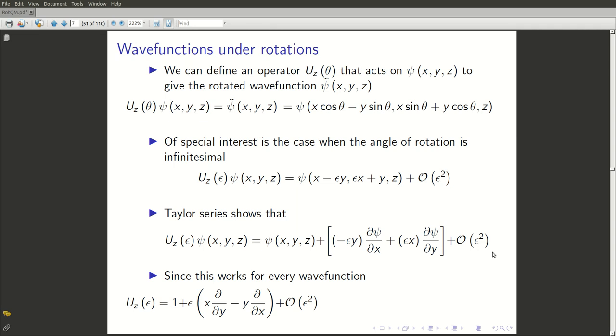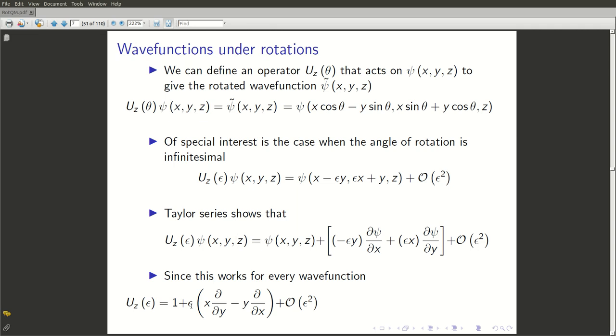Now since this works for every wave function, we can just forget about psi in this equation and just write the rest as epsilon as 1, which multiplies psi here, plus the operator epsilon times x del del y minus epsilon times y del del x, acting on whatever wave function you get. The operator itself is 1 plus first order correction term plus order epsilon square. Notice that this structure should be pretty obvious.